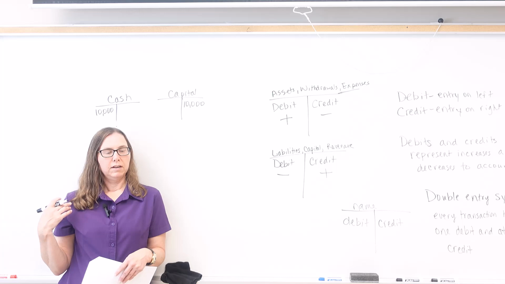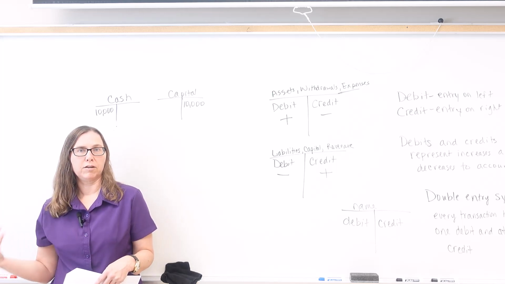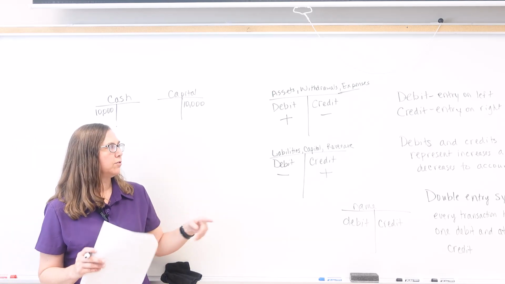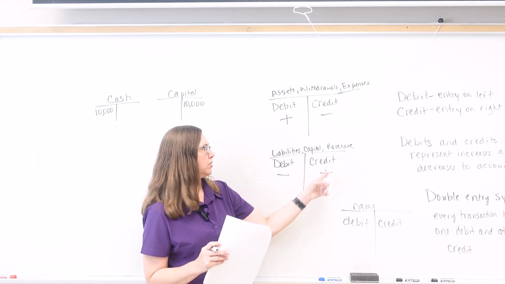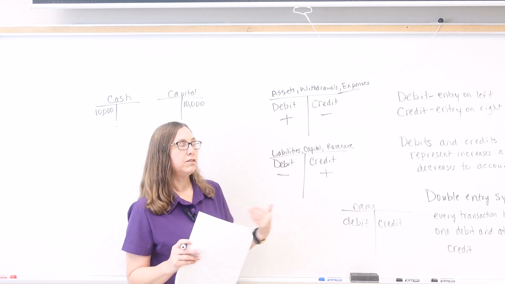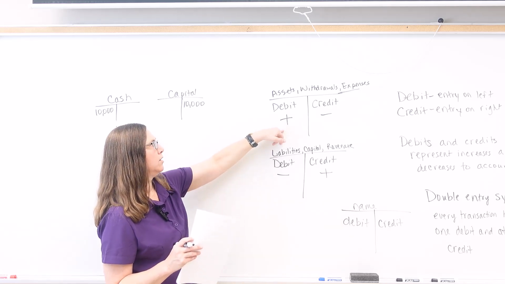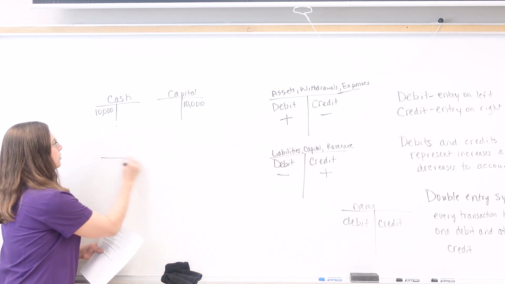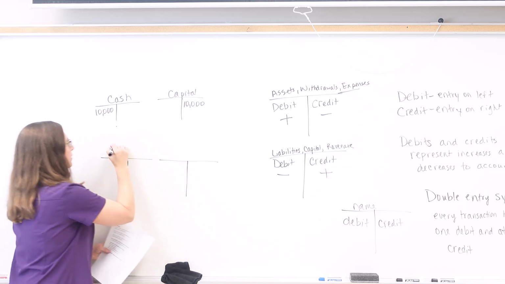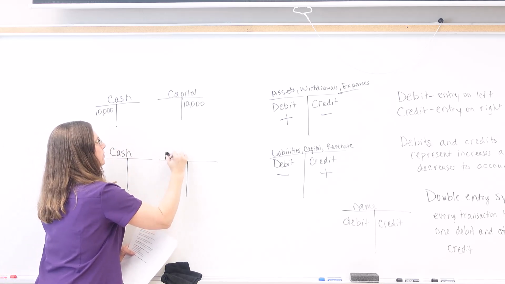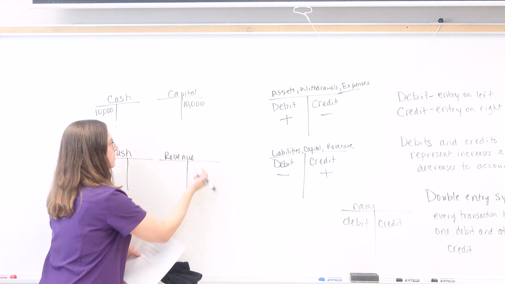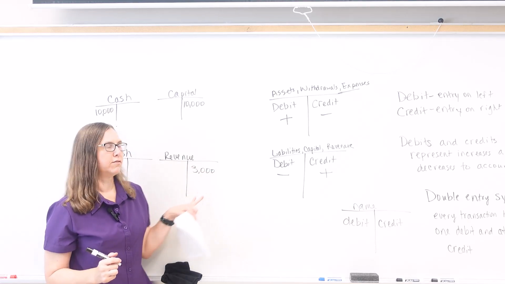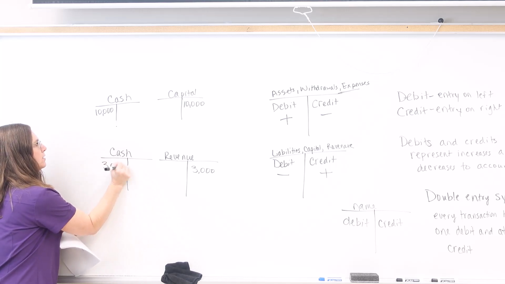Let's say, for example, the business performs a service and they earn revenue and receive cash for that service. So if they're earning revenue, that's going to add to the revenue account, which is a credit. And then receiving cash, the business receives cash, so that's going to add to cash, which is an asset, so that would be a debit. So your T accounts would look like this. You'd have cash and revenue. Revenue, let's say it was $3,000. You would have $3,000 on the credit side of revenue, and then you would have $3,000 on the debit side of cash.